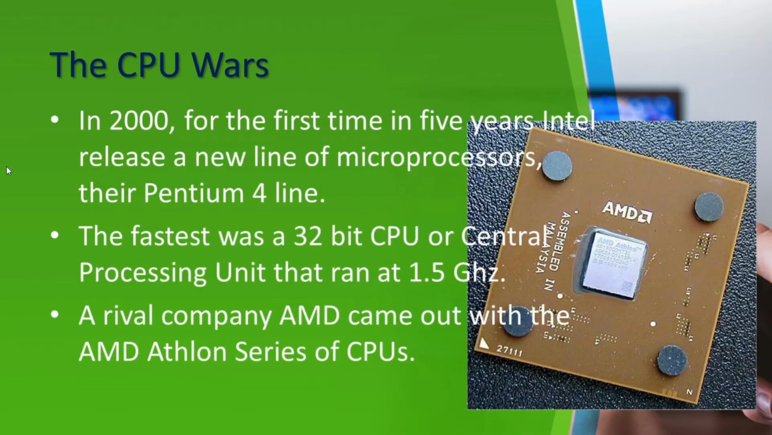Okay, so the CPU wars. In 2000, for the first time in 5 years, Intel released a new line of microprocessors, their Pentium 4 line. Some of you will still be familiar with Pentium 4. The fastest was a 32-bit CPU, or central processing unit, that ran at 1.5 gigahertz. Guys, just remember, Pentium 4 was launched in 2000. If you compare the Pentium line to modern processors nowadays, yes, it will be a lot slower. But this was the fastest processor way back in the 2000s. A rival company, AMD, came out with the AMD Athlon series of CPUs.